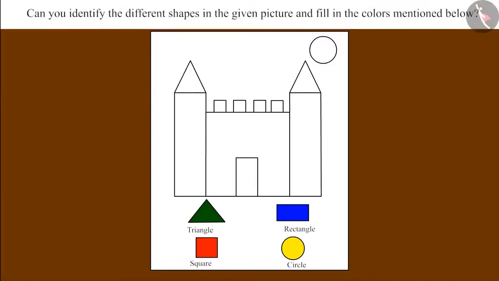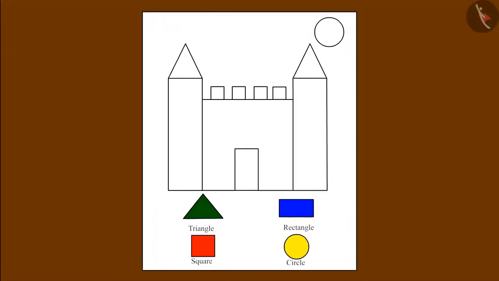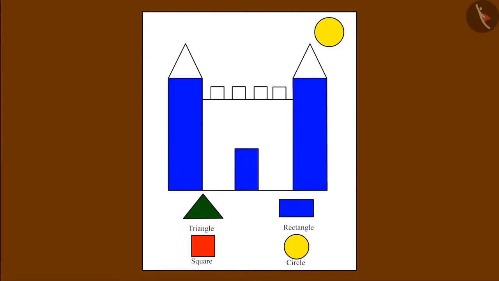So children, now all the circles in this picture have to be filled with yellow color. Can you identify the circle in this picture? Yes, this is a circle. It will be filled with yellow color. Now all the rectangles have to be filled with blue color. Can you identify the rectangle in this picture? Here are the rectangles. So we will fill blue color in them.